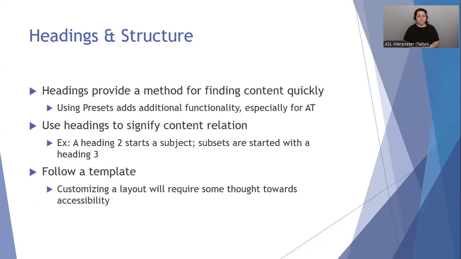So going into a bit more detail about each of these principles. First one, headings and structure. Headings provide a method for finding content quickly. For most users, when you bold text and make it larger, our eyes are drawn to it and we naturally think, okay, everything following this is going to touch on this topic. But one of the important things is that we need to add that functionality so it communicates that same intention to assistive technology.